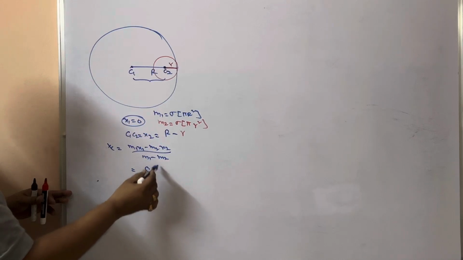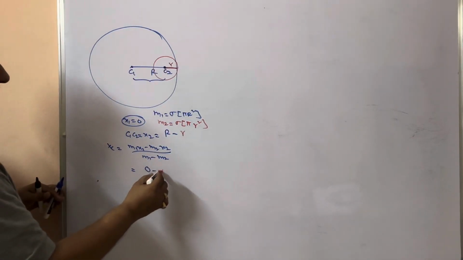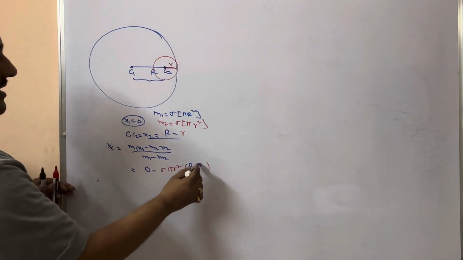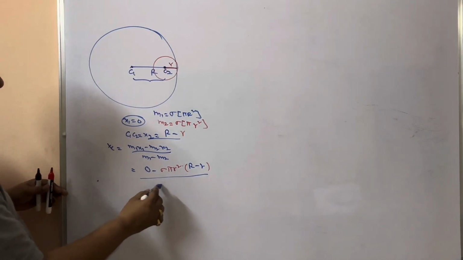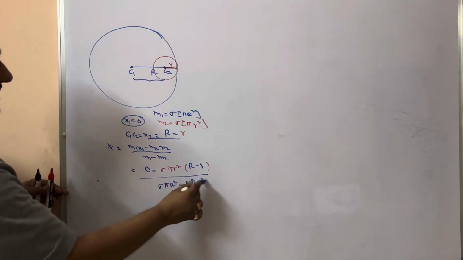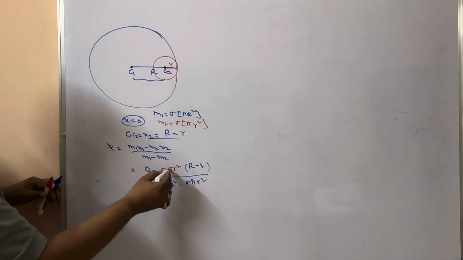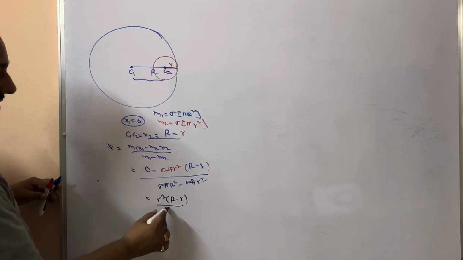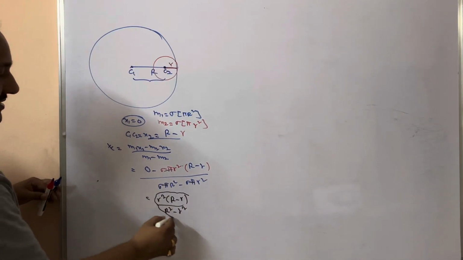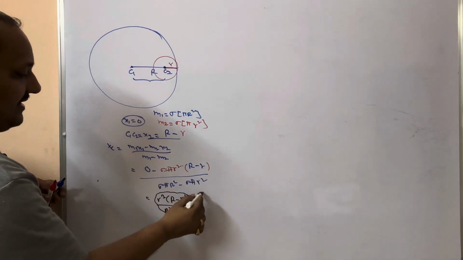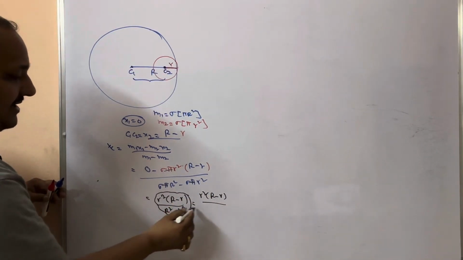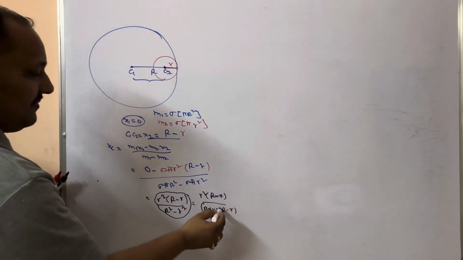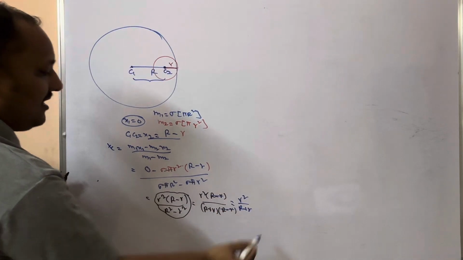So x1 is 0, first term is 0, m2 sigma pi r square into x2. x2 is going to be R minus r, divided by sigma pi capital R square minus sigma pi small r square. So what will be cancelled? Sigma pi will be cancelled. So small r square into R minus r by capital R square minus small r square. This one you can write as a square minus b square, R minus r into R plus r. Then what we can do? So r square by R plus r.